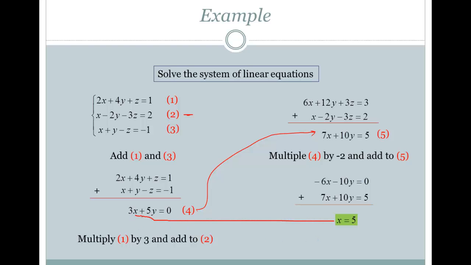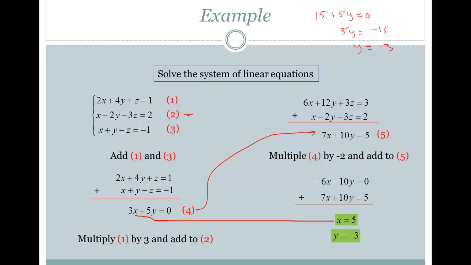I'll get 15 plus 5y is equal to 0. So 5y is equal to negative 15. So y should be equal to negative 3. Okay? So with back solve, we got y is equal to negative 3.